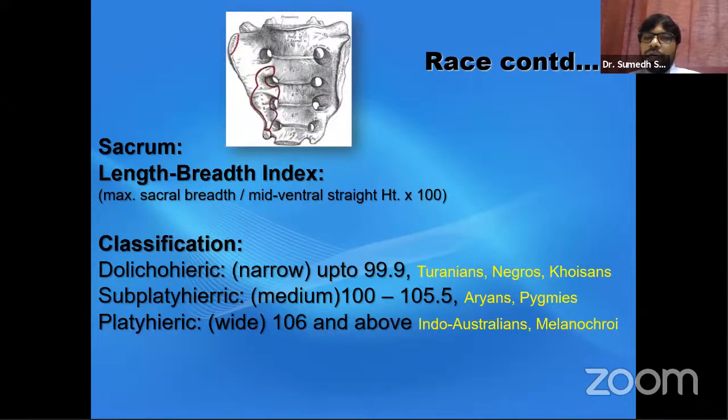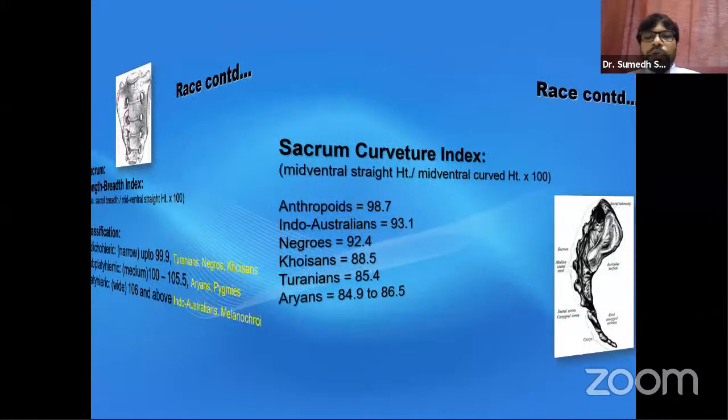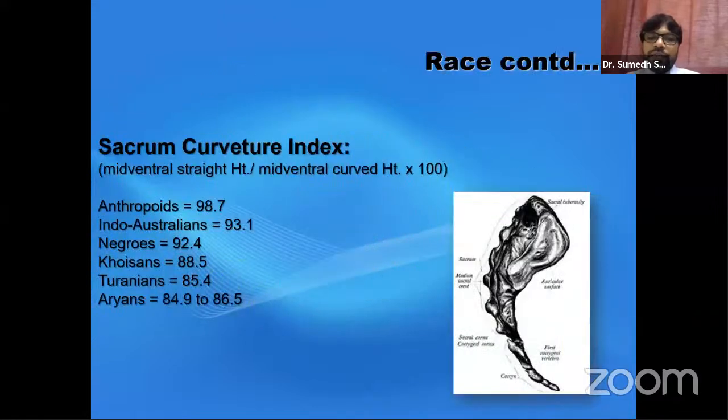And in the case of other individuals, if there is a deficiency of vitamin D, so in cases of rickets, you can observe such types of pelvises. All neonates and all negroid females show the platypelloid type of pelvis. There is one more index that is called the sacral curvature index. That is the mid-ventral straight height and the mid-ventral curve height. There is a slight difference between straight height and curve height, and this ratio is multiplied by 100.